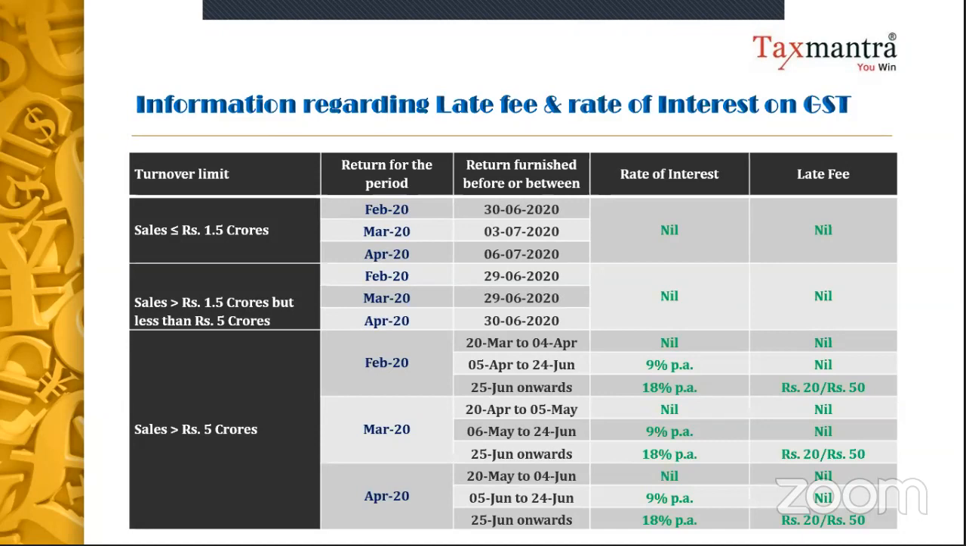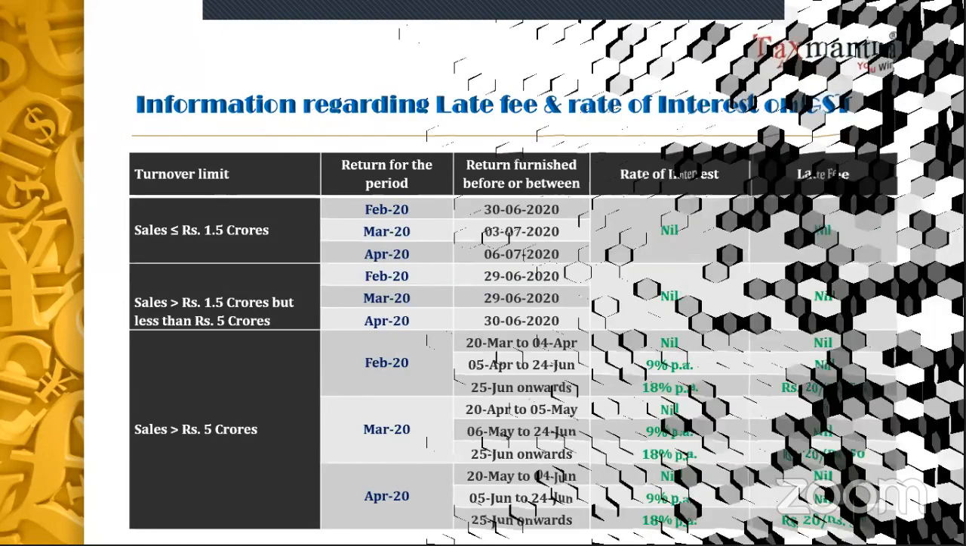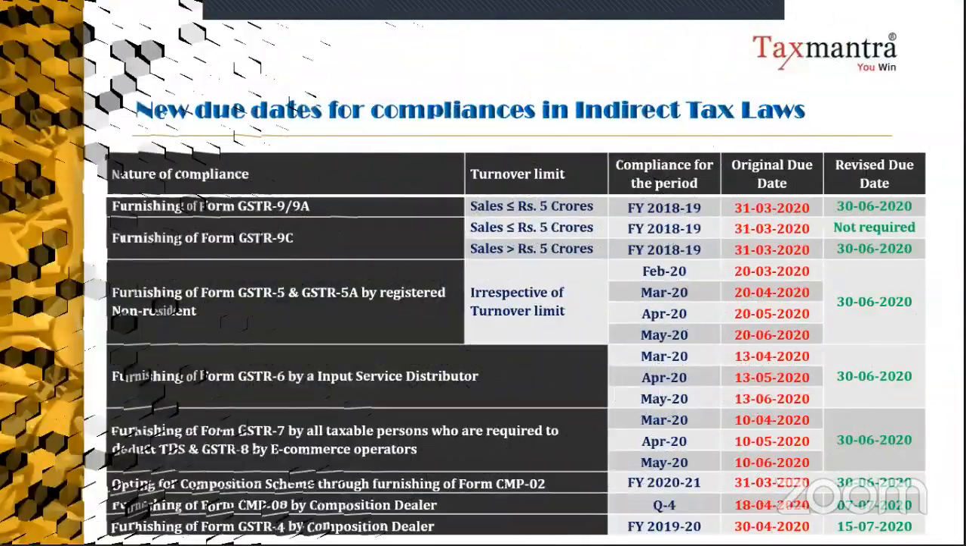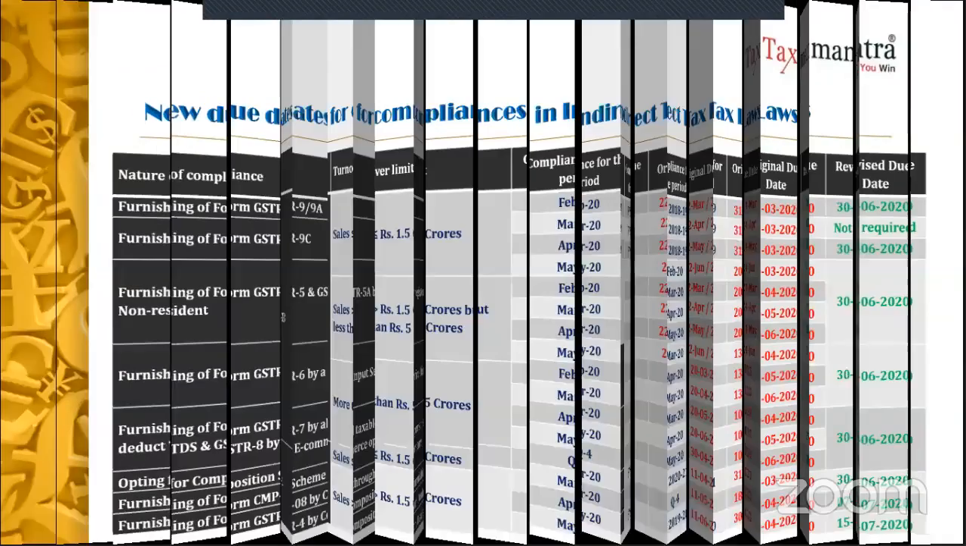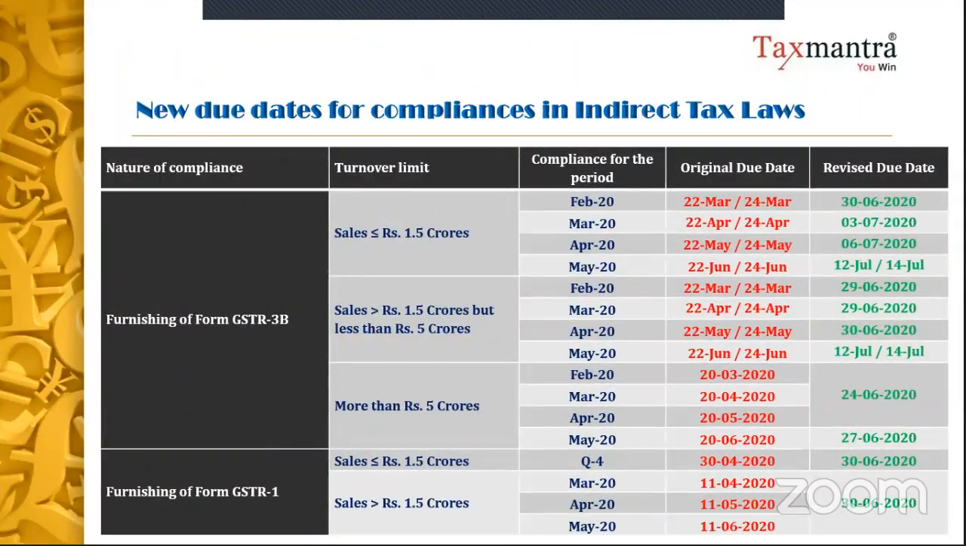Suppose for the month of February, the revised due date we have earlier discussed in the last slides, for the month of February, the revised due date would be the 26th of June.